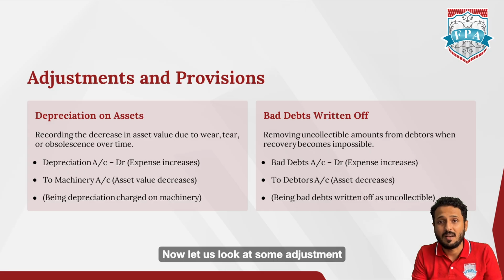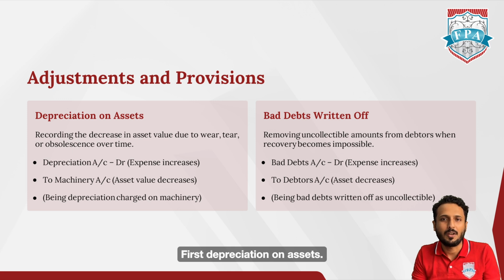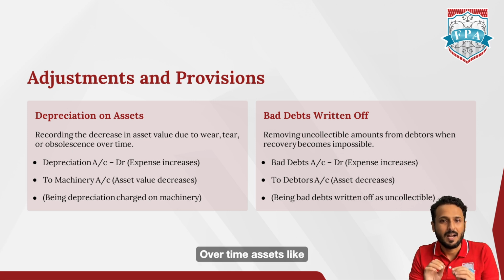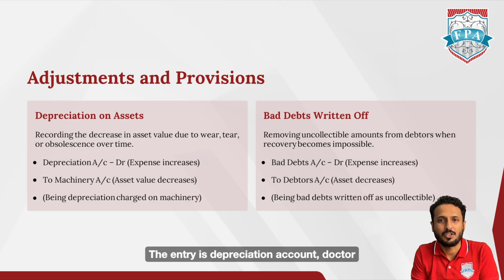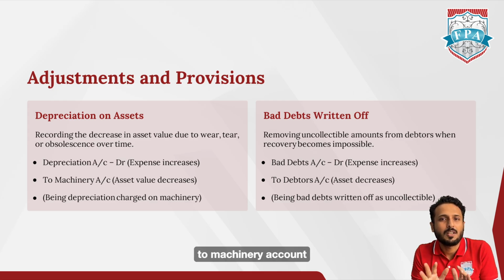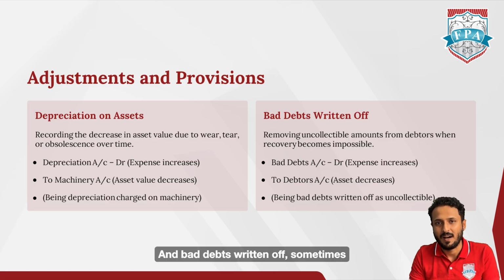Now let's look at some adjustment entries that maintain accuracy in financial statements. First, depreciation on assets. Over time, assets like machinery lose value. The entry is depreciation account, debit to machinery account, being depreciation charged on machinery. Second, bad debts written off. Sometimes customers fail to pay. That loss is recorded as bad debts account, debit to debtors account, being bad debts written off as uncollectible.